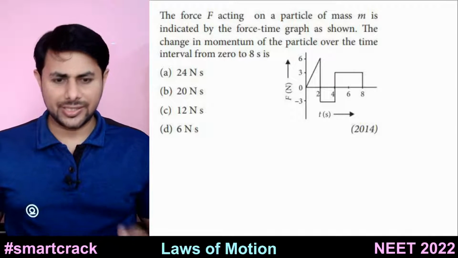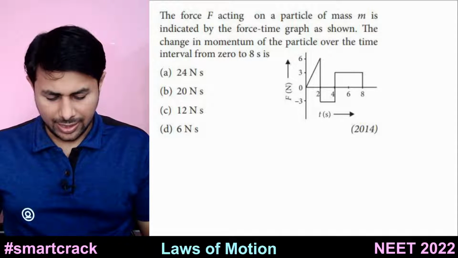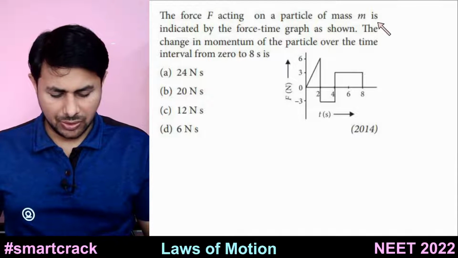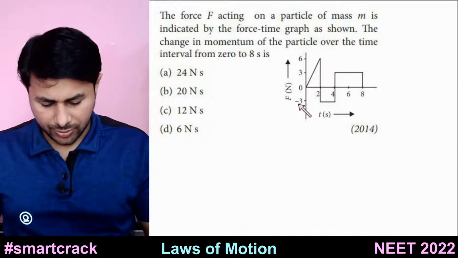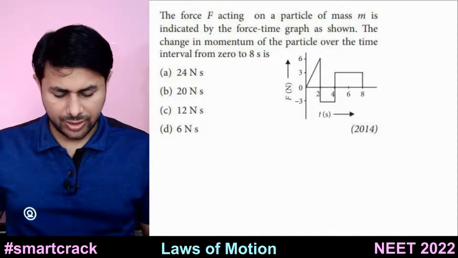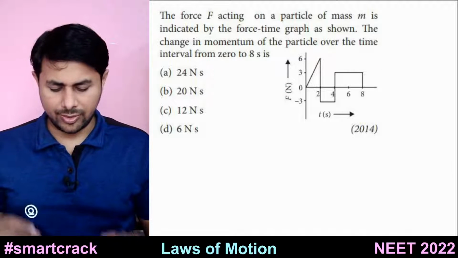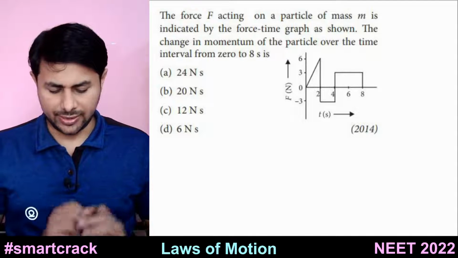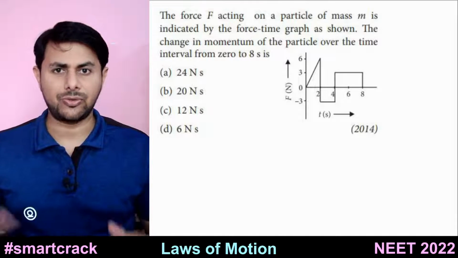Okay, so let's discuss some problems. So first problem is the force F acting on particle of mass m is indicated by force time graph like this. So force on vertical axis, time on the horizontal axis. The change in momentum of the particle over the time interval from 0 to 8 seconds. What is the change in momentum? That we have to find out.